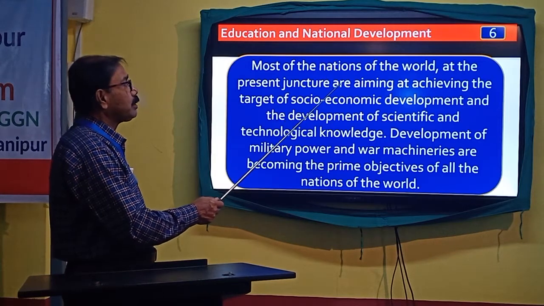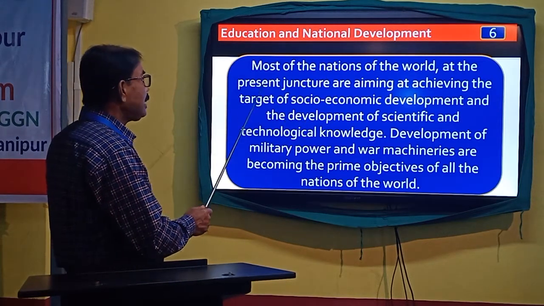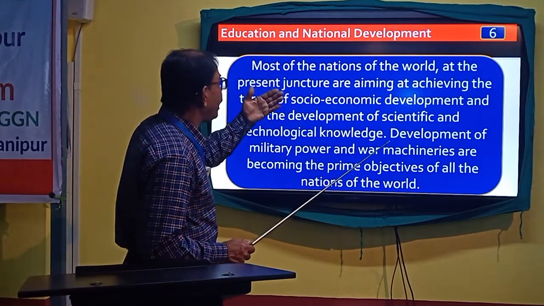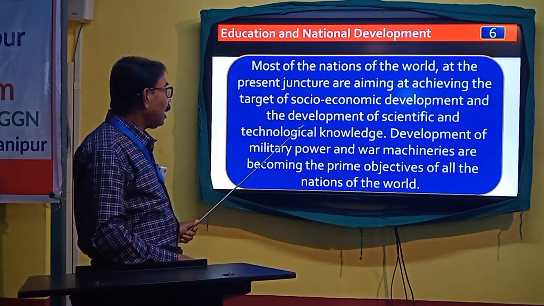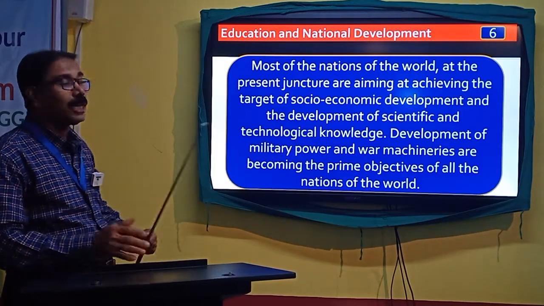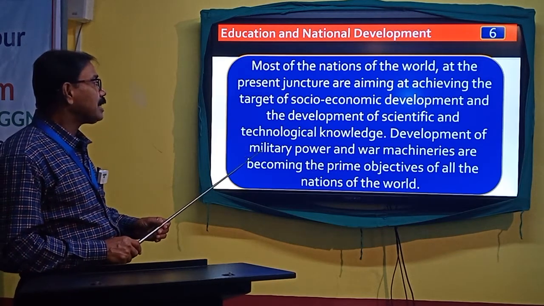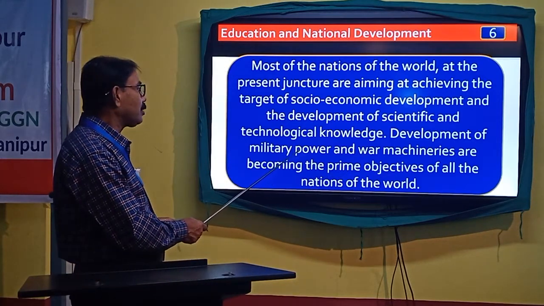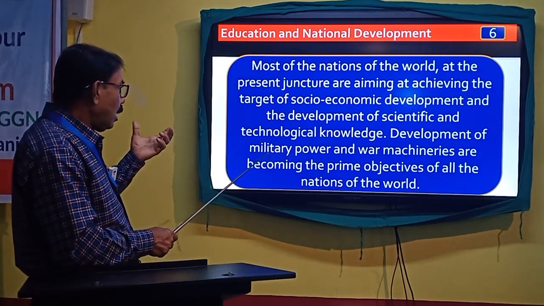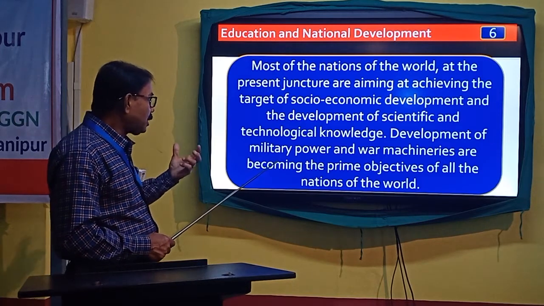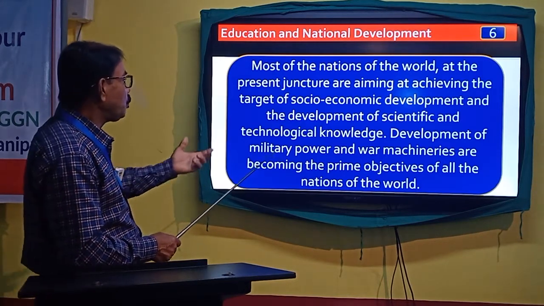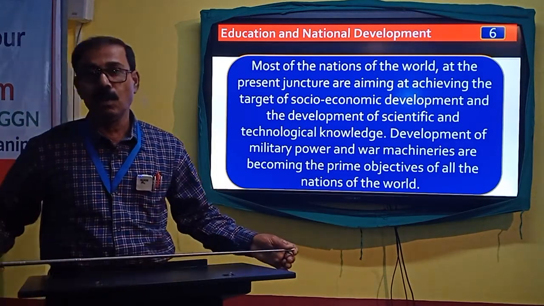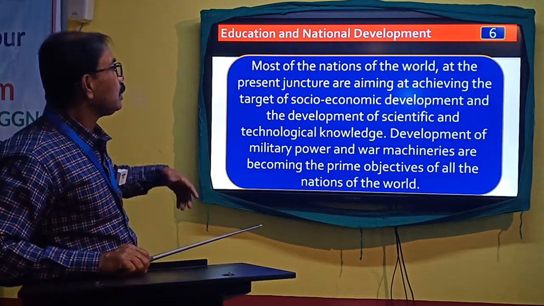Most of the nations of the world, as we have witnessed, at the present juncture are aiming at achieving the target of socio-economic development and the development of scientific and technological knowledge, because the knowledge economy has become very important for all nations of the globe. Development of military power is another prime parameter to which nations are bound to pay special attention, and war machineries are becoming the prime objectives of all nations because of the chance situation. Let us see the next.